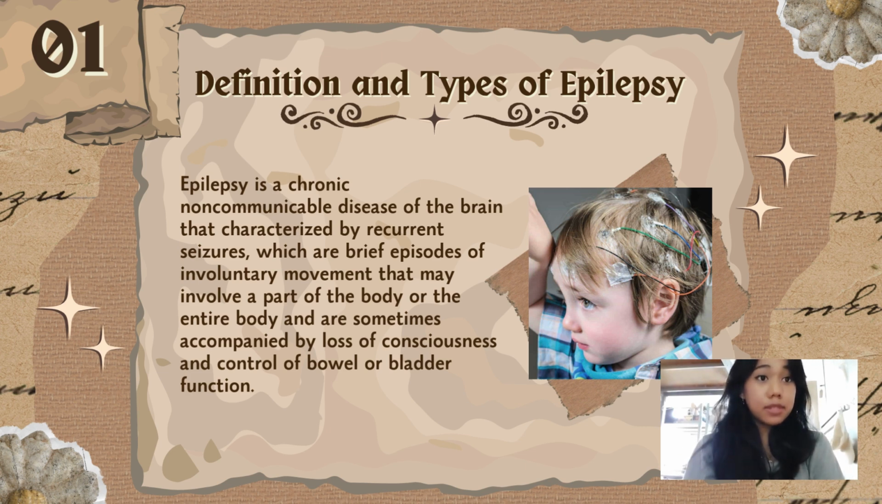Epilepsy in children and adults is slightly different based on the types, the causes, and also what triggers the epilepsy to happen. The picture you see in the PPT is a child with an electroencephalogram or EEG, which is a procedure where we place electrodes on the child's scalp to record the electrical brain activity.